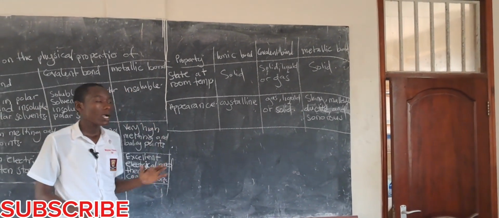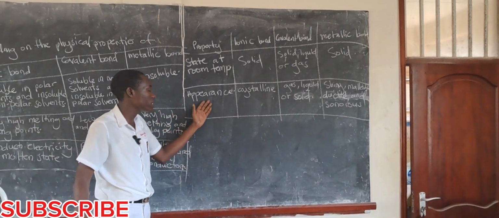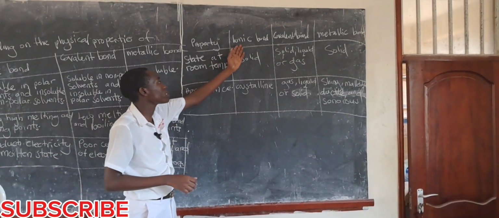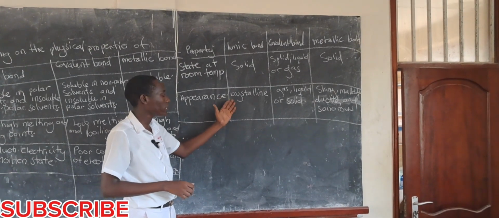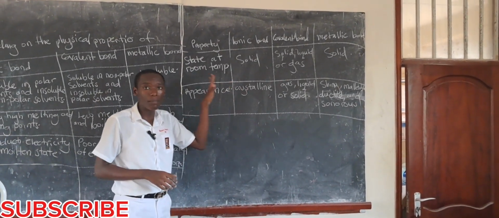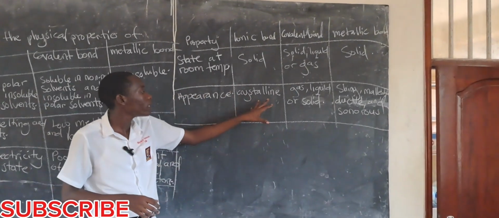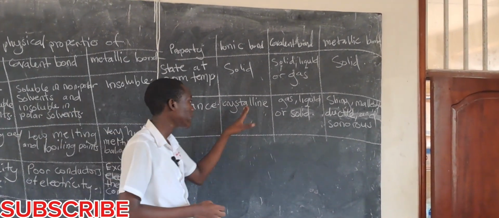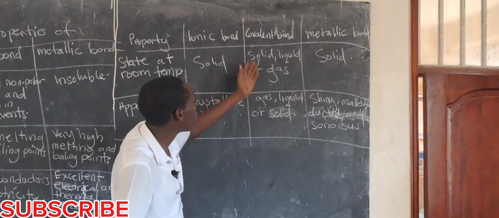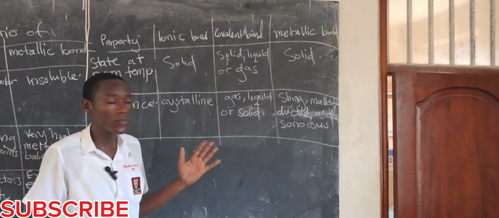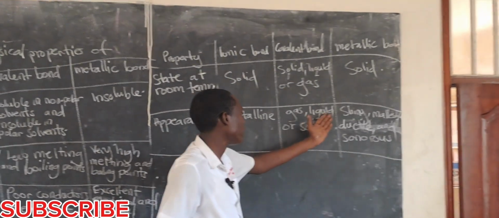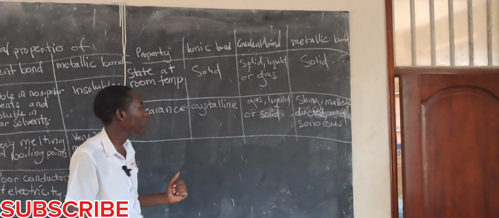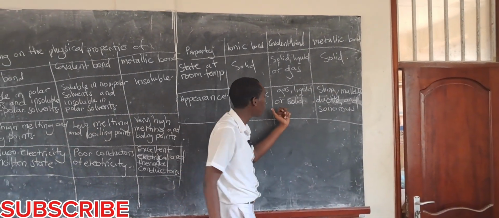We have appearance. How do substances having different bonds appear? For example, substances made from ionic bonds are crystalline in nature. For example, sodium chloride appears in crystals, like the salt we use at home, or table salt. Then covalent bonds can also appear in different states, for example gas, liquid, or solid. For example, liquid water, gaseous nitrogen, and also other solid compounds.